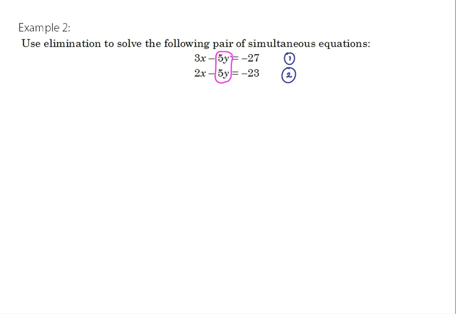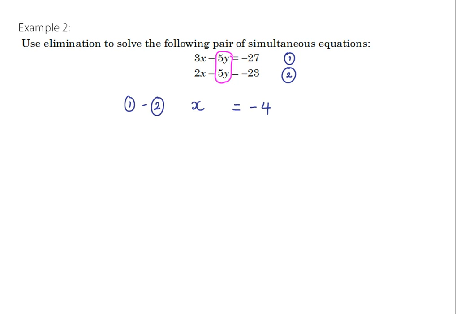I'm going to do 1 minus 2 in order to keep the x term positive when I do the subtraction. So I'm going to do the larger one minus the smaller one. And you just need to make sure that you're consistent with how you do that subtraction. So 3x minus 2x leaves me with x. Negative 5y minus negative 5y is negative 5y plus 5y, which is 0, which is why we chose to subtract. And then negative 27 minus negative 23, so it's negative 27 plus 23, gives me negative 4.